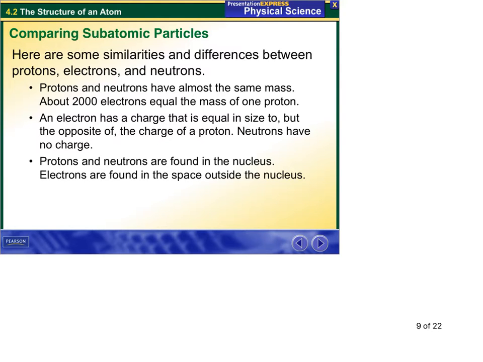Similarities and differences between protons, neutrons, and electrons. Protons and neutrons have almost the same mass. It takes about 2,000 electrons to equal the mass of one proton. An electron has a charge equal in size but opposite to that of a proton. Neutrons have no charge. Protons and neutrons are found in the nucleus. Electrons are found in the space outside the nucleus.